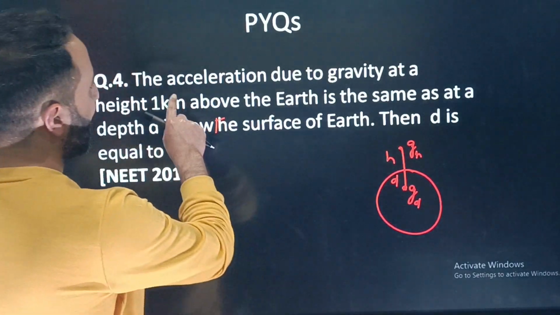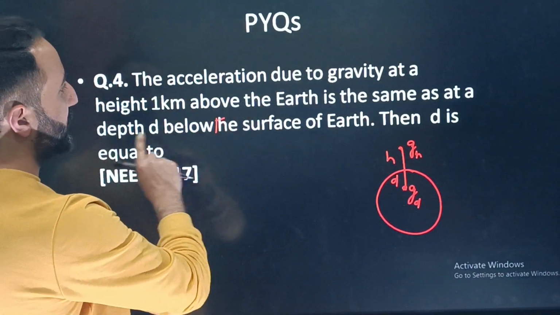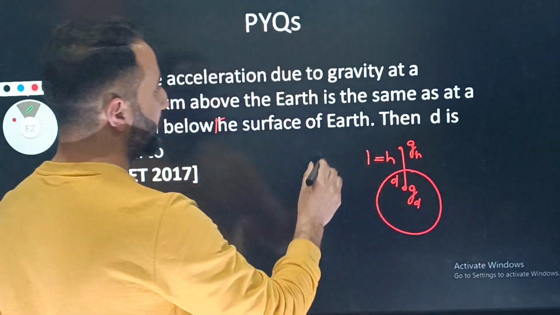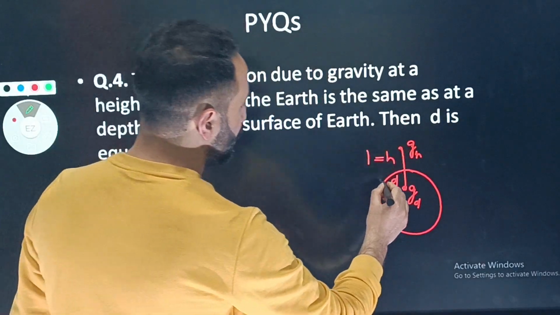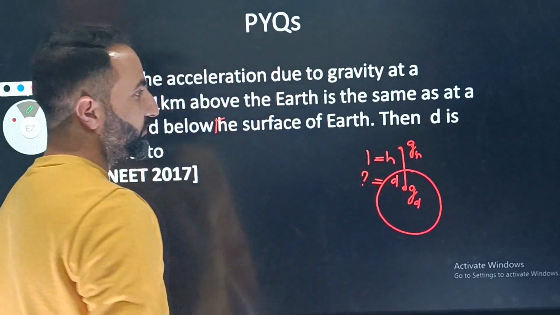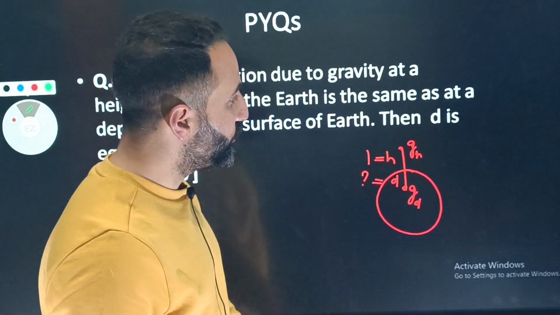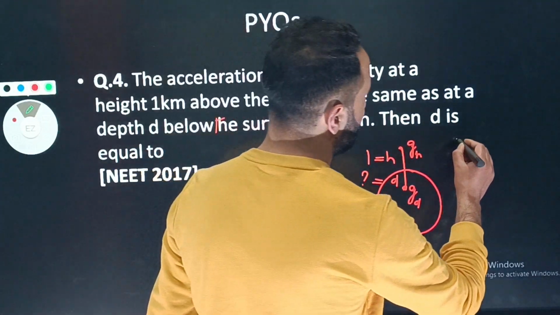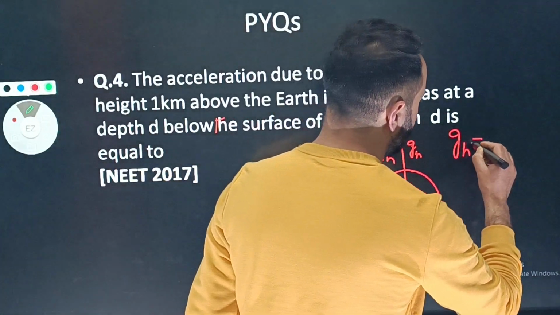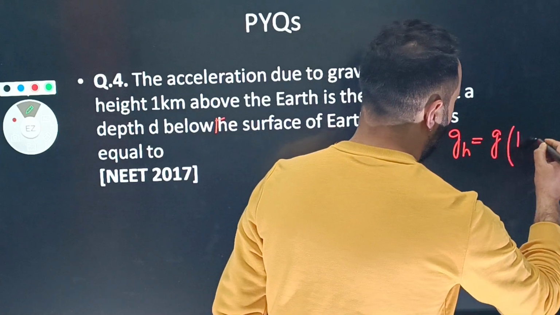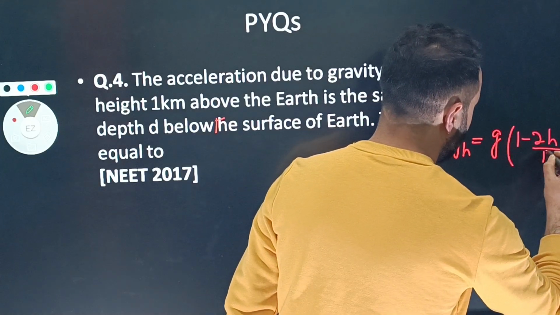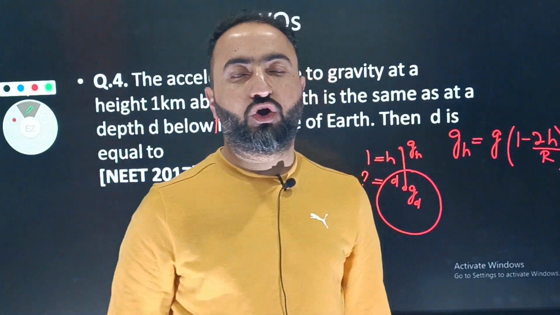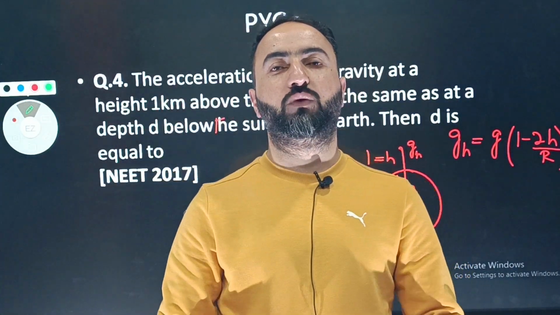The acceleration due to gravity at a height of 1 kilometer above the earth is the same, so that means h is equal to 1 kilometer, as that at the depth d. You are supposed to calculate the value of this d. What is given is that gh and gd are the same. For that you should remember the equation: gh is equal to g multiplied by 1 minus 2h divided by r. This shows the variation of acceleration due to gravity with the height h.